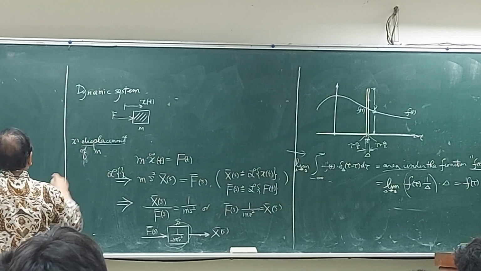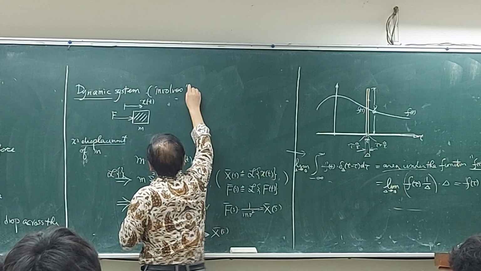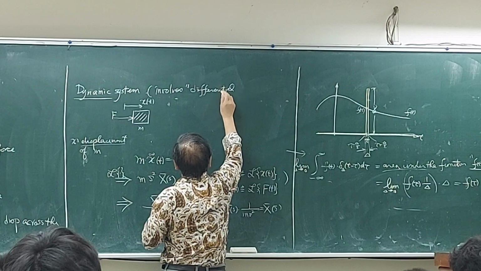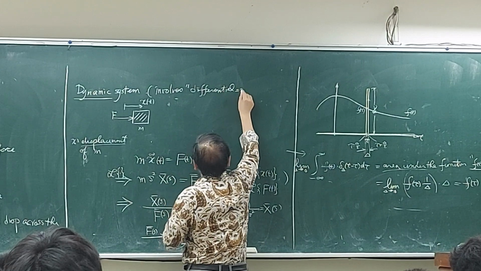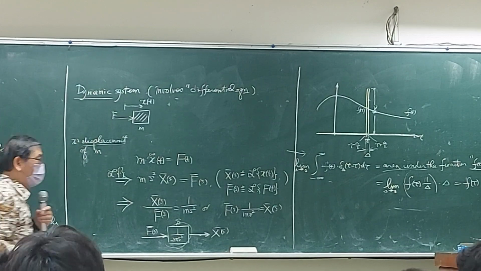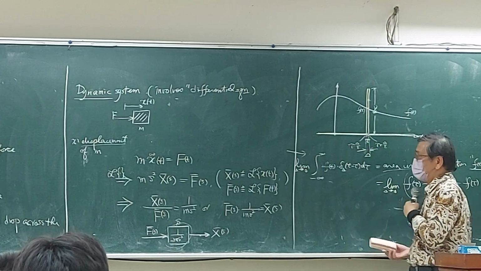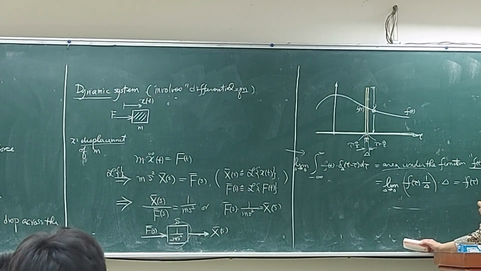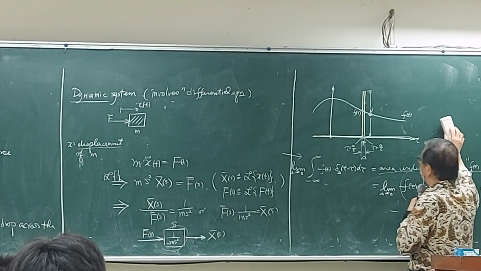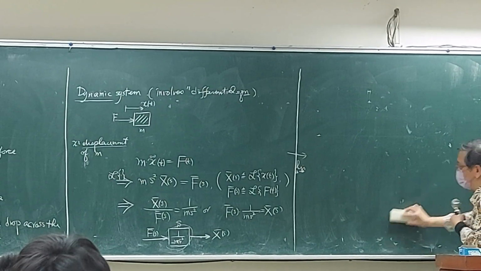So a dynamic system usually involves a differential equation, or even a partial differential equation. If we have a temperature heat transfer problem or a stress problem, or a structure problem, then we have a partial differential equation. Okay, so now let's focus on the properties.